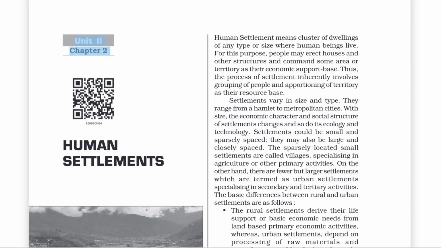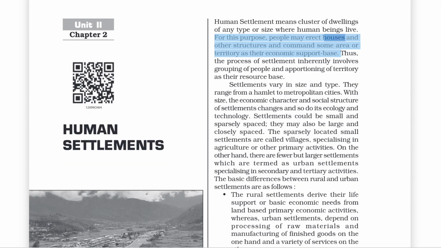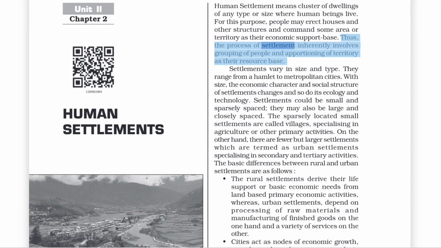Unit 2, Chapter 2. Human settlements. Human settlement means cluster of dwellings of any type or size where human beings live. For this purpose, people may erect houses and other structures and command some area or territory as their economic support base. Thus, the process of settlement inherently involves grouping of people and apportioning of territory as their resource base.